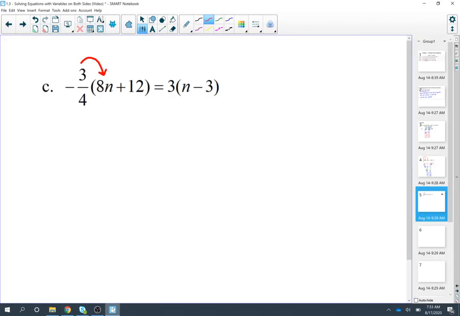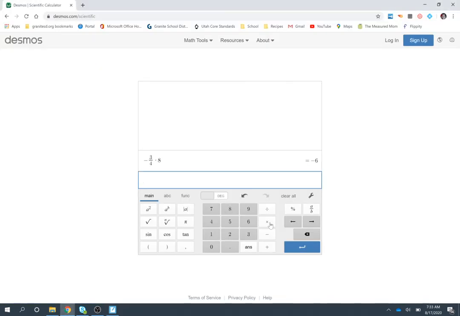So I'm going to go back over here. I'm going to say fantastic. So if I take negative 3/4 times 8n, I'm getting negative 6, and now you can put your n back on there. We're going to do this again, negative 3/4 times 12. Okay, that's what we're doing. So I'm going to switch screens. Negative 3 divided by 4. Notice it gives you that nice negative 3/4. Out to the side, times 12. Blue button is your enter, negative 9.